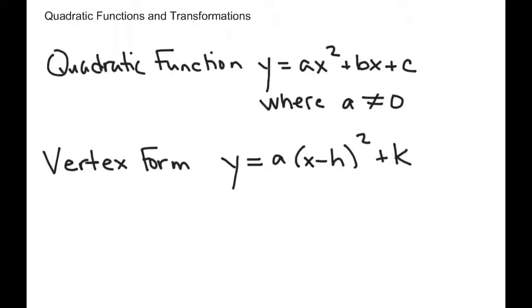In this topic, we're going to talk about quadratic functions and transformations. We've already talked about a quadratic function, which is of the form y equals ax squared plus bx plus c, where a cannot equal 0. There's another form for writing quadratic functions. We'll talk about it in more detail at another point in time, but for now I introduce it to you. It's called Vertex Form. Y equals a times the quantity x minus h squared plus k.